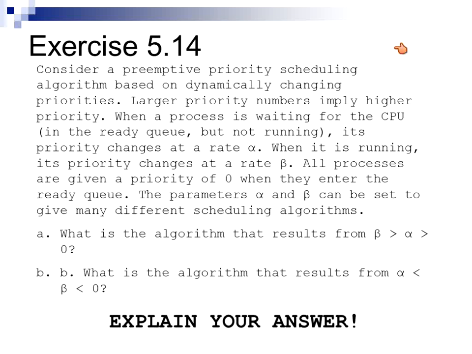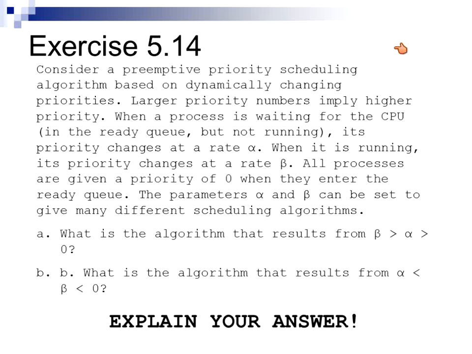This changes from system to system, whether a large number means a high priority or a low priority. In this case, a large priority number implies a higher priority. When a process is waiting for the CPU, in the ready queue but not running, its priority changes at a rate of alpha. When it is running, its priority changes at a rate of beta. All processes are given a priority of 0 when they enter the ready queue. The parameters alpha and beta can be set to give many different scheduling algorithms.